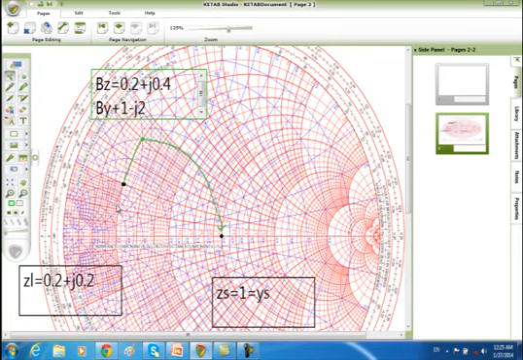By getting this value, we subtract ZB minus ZL, so we get 0.2 minus 0.2 equal to 0, and j0.4 minus j0.2, so the inductor will be j0.2. And at this point we subtract YS minus YB, so we get 1 minus 1, which is equal to 0, and 1 minus minus j2, so the capacitor will be equal to j2.